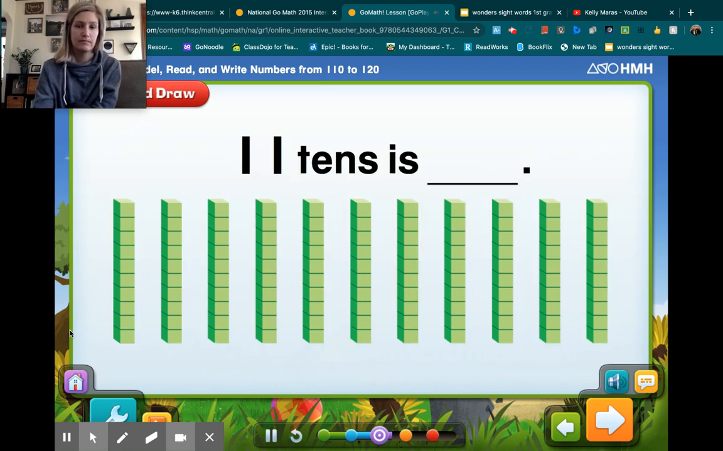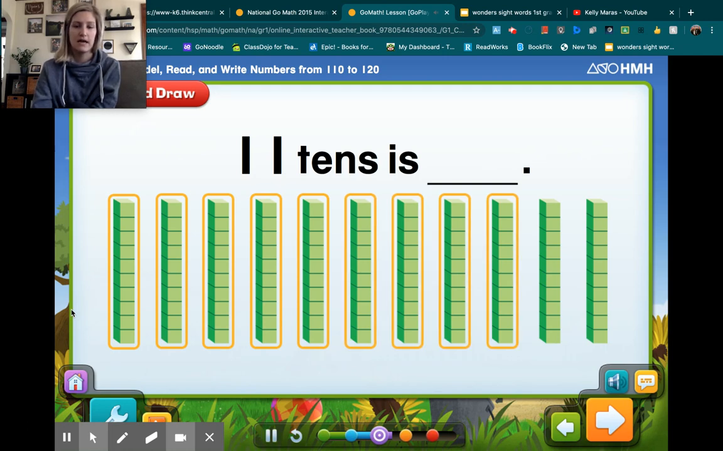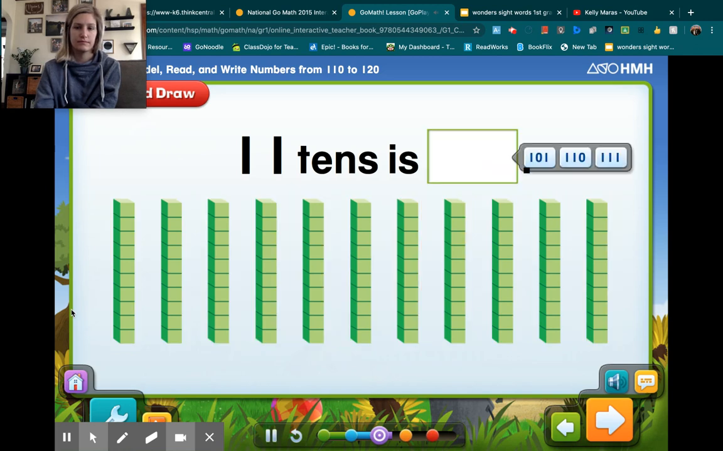So what number does this model show? Let's count by tens to find out. All right, count by tens with us. 10, 20, 30, 40, 50, 60, 70, 80, 90, 100, 110. There are 110 blocks. What number is the same as 11 tens? Select your answer. So the number that's the same as 11 tens would be the number 110.